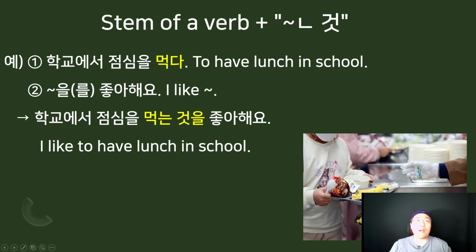Number one, 학교에서 점심을 먹다. To have lunch in school. Number two, 좋아해요. I like something. 학교에서 점심을 먹는 것을 좋아해요. I just put the things together. I like to have lunch in school. I place the first sentence in an object position and adjust the verb part 먹다 to 먹는 것을. Like that. Got it?